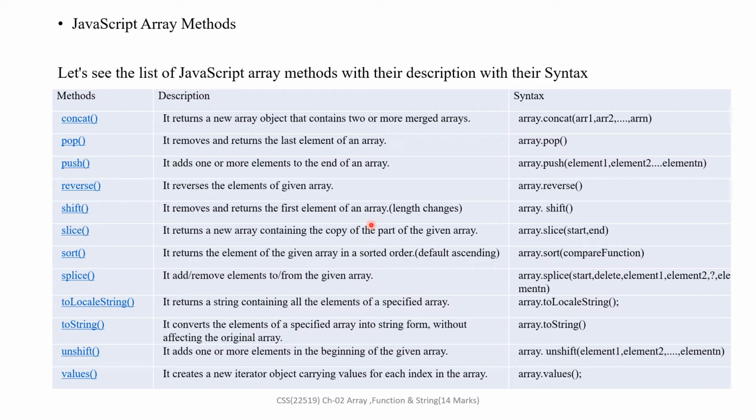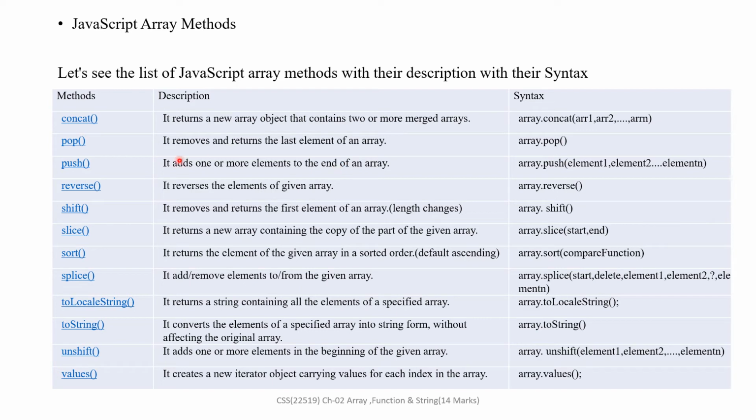Now the next array method is pop. This method removes the last element from the array. It removes and returns the last element of an array, and the syntax is array.pop. Now the next method is push. It adds one or more elements to the end of an array. array.push in parentheses element1, element2 up to elementN. We can add any number of elements at the end of an array using this push method.